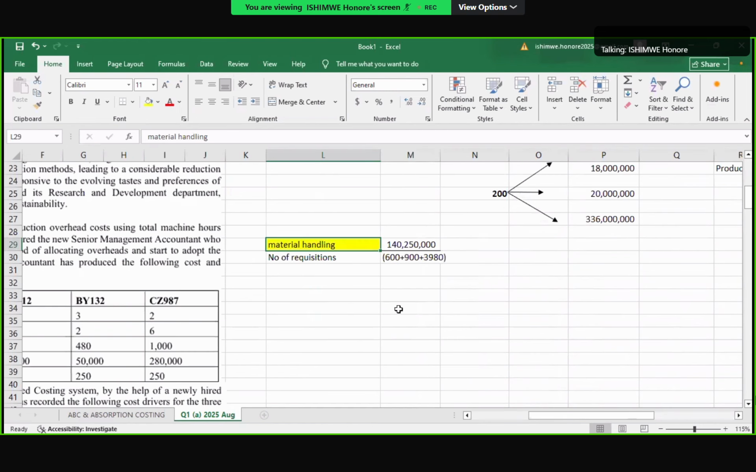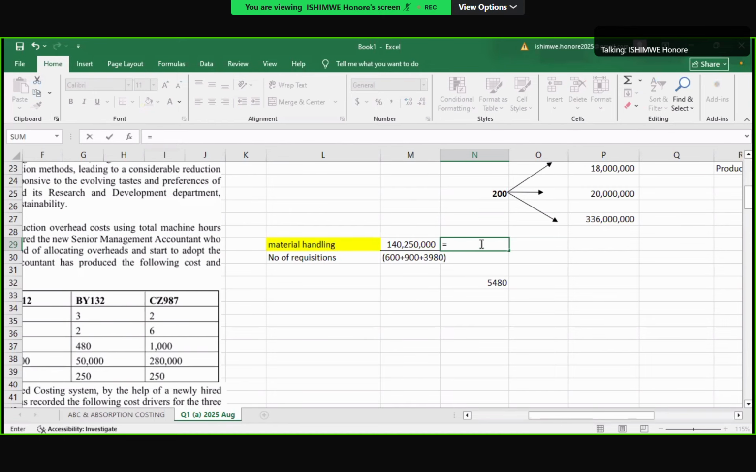All right. So for material handling, let's look at its cost per activity. It is 54 over 5480. That is our material handling, cost per activity per number of requisitions.